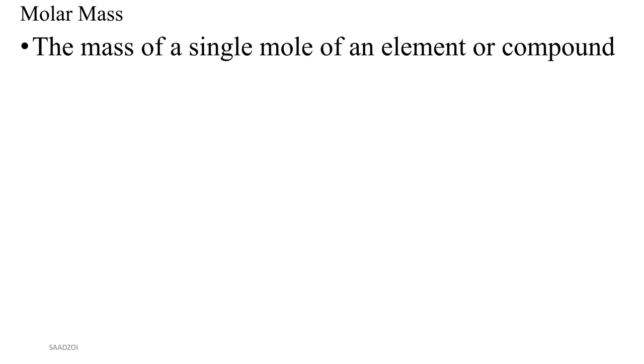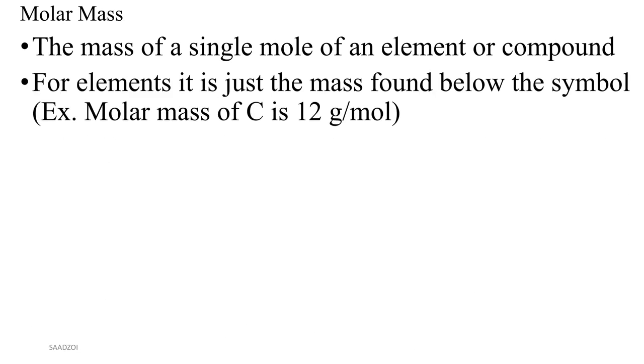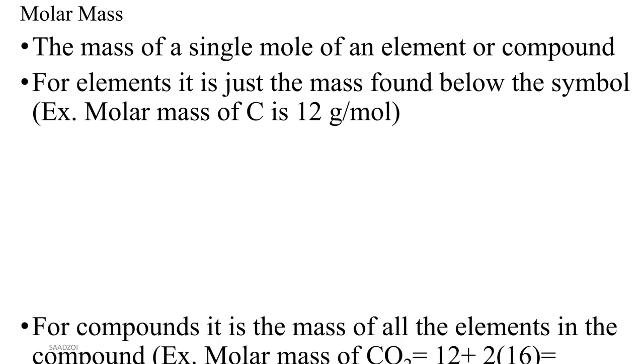So what is molar mass? The mass of a single mole of an element or compound. The units for it are grams per mole. So for elements like carbon, the molar mass is 12 grams per mole. Where did I get 12 grams per mole? It's the number right below. And for our purpose, we're going to round the numbers to the nearest whole number. So carbon's 12.01. We're just going to call it 12, just to make it a little simpler.